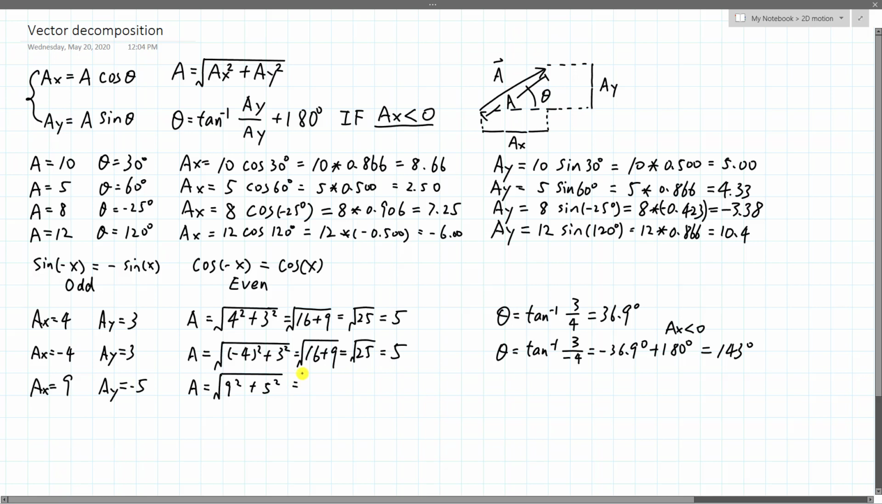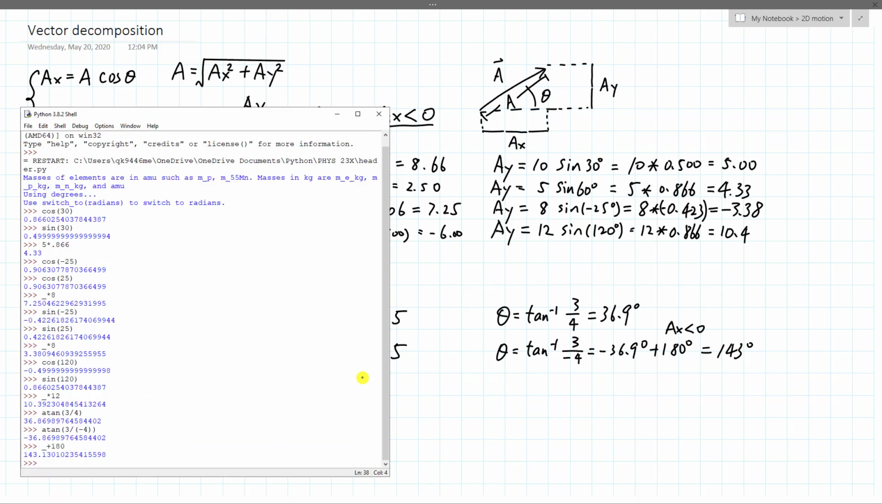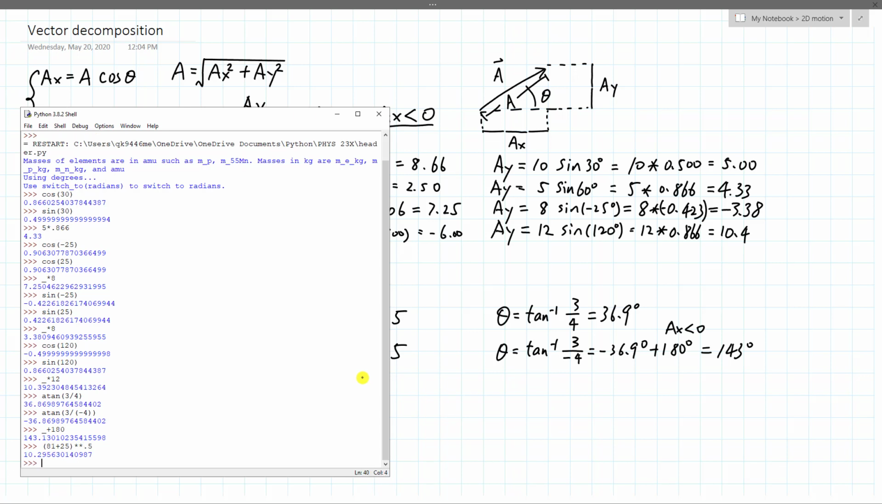And 9 squared is 81. 5 squared is 25. So that's 106. Okay, so let's take the square root of 106. Or we can just do this: 81 plus 25, raised to the power of 0.5. So it's 10.3, rounding to 3 sig figs, 10.3.